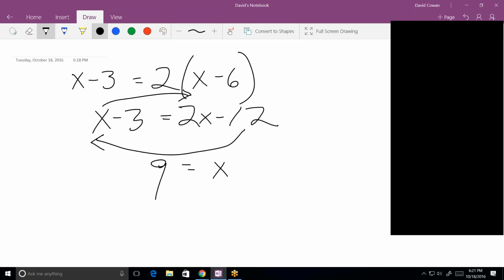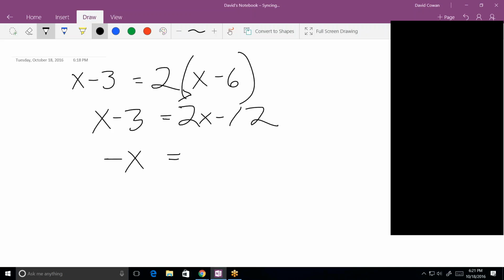Okay, so I must have made a mistake the first time I did it, right? Because I got x equals 15. Well, it can't be both. So let's figure out how I made that mistake. I'm going to subtract 2x from both sides. So now I have minus x over there. And when I add 3, I have minus 9. I just made a mistake mathematically, which makes x equal 9. So I get the right answer regardless of which way I do it.